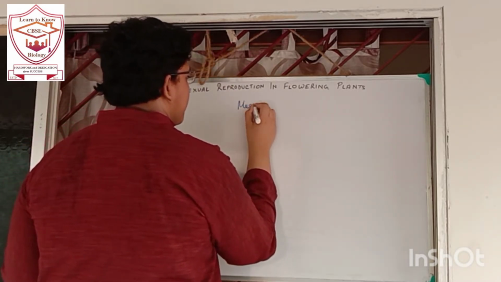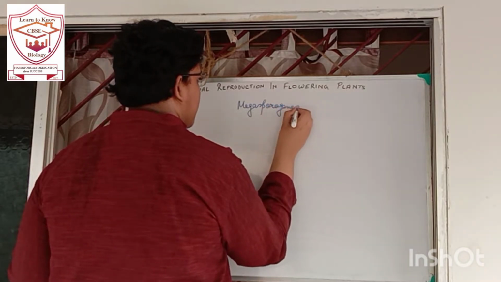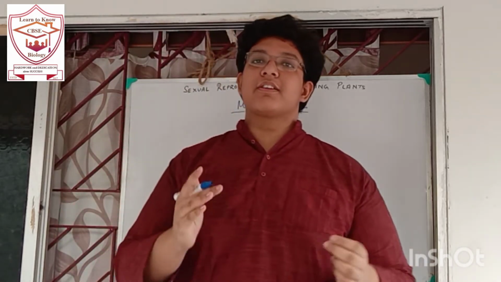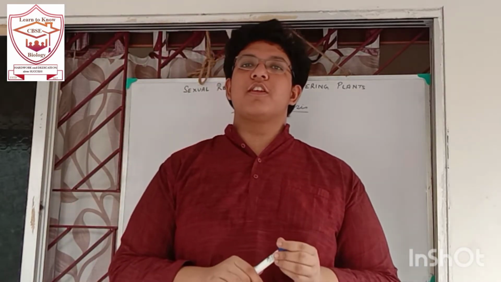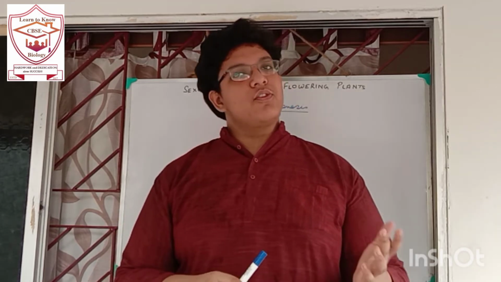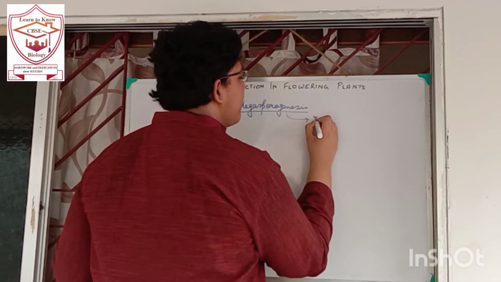Megasporogenesis. Since microsporogenesis involves the formation of pollen grain, which is the male reproductive unit, megasporogenesis similarly is the formation of the female reproductive unit.